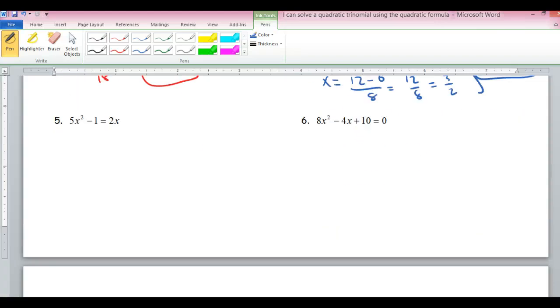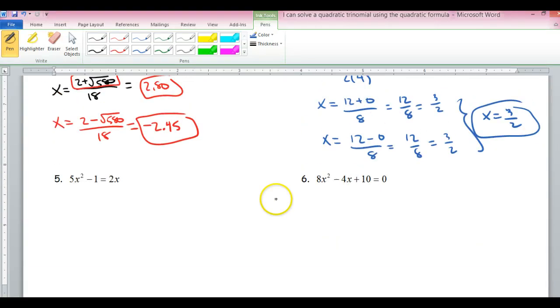Okay? Now the next one. If you look at number 5 here, is this quadratic set equal to 0? No. So in order for our quadratic to be equal to 0, I have to get rid of this 2x. It's like solving equations in the first unit. How do I get rid of it? I subtract it. Can I line it up under the 5x squared or the negative 1? No. But where would it go? Right in the middle here. So I subtract 2x there. What I end up getting then is 5x squared minus 2x minus 1 equals 0.